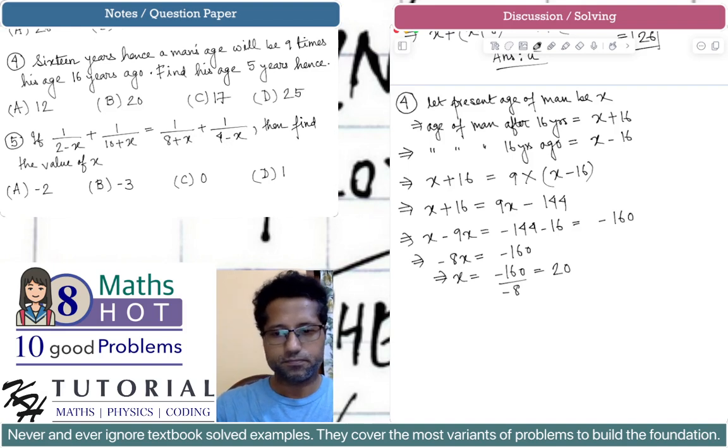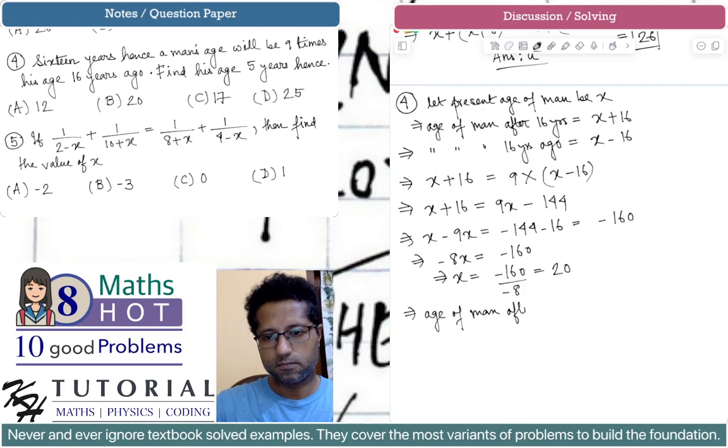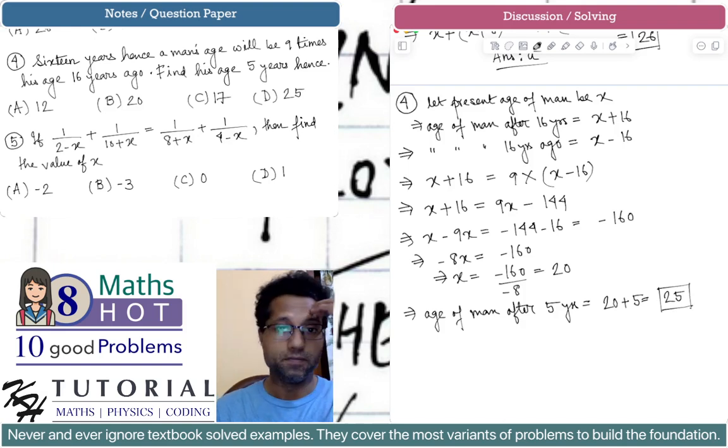So this implies the age of the man after 5 years is equal to 20 plus 5, which is 25. So after 5 years, the man's age will be 25 years, and hence the correct choice is D. D is the correct choice.